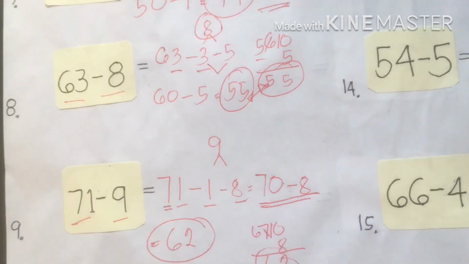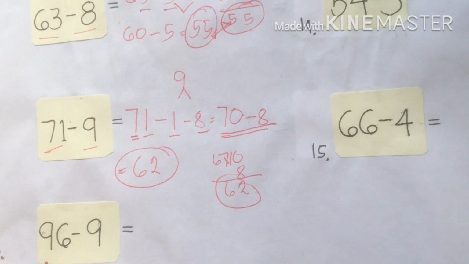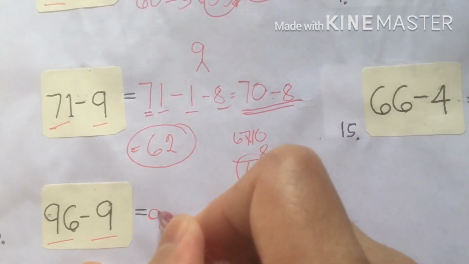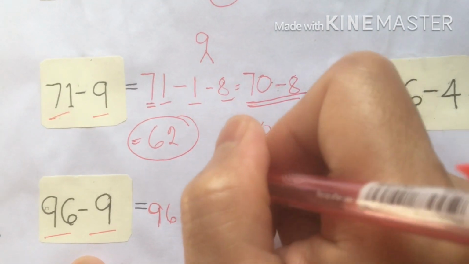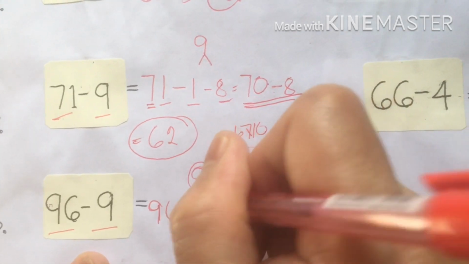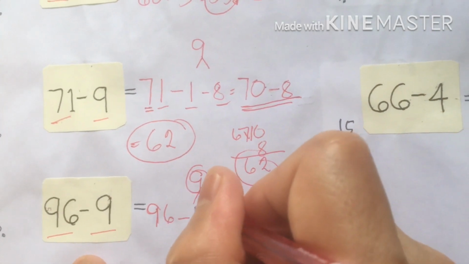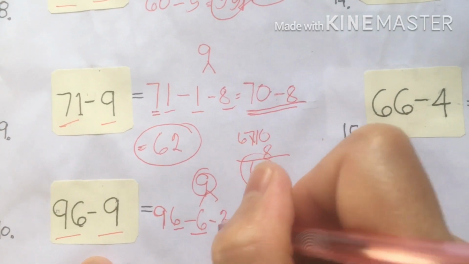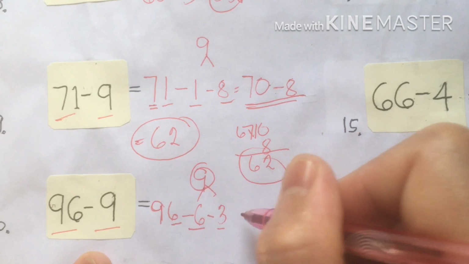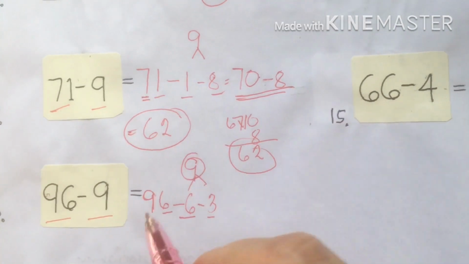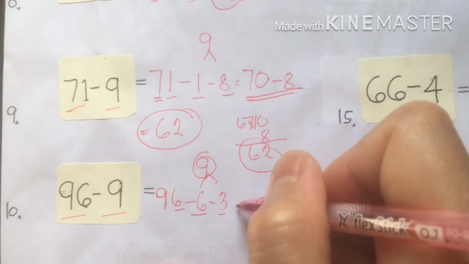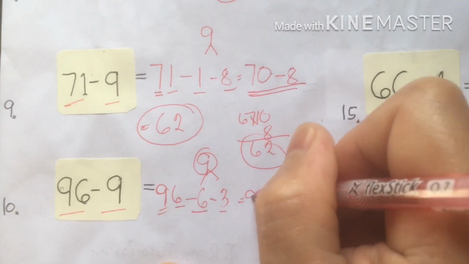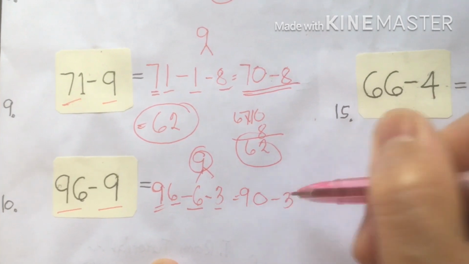What number are we now? Number 10. 96 minus 9. So we're going to break 9. 96 minus. So here I'm going to write at the top, break 9. I'm going to write the same number as the first digit, 6. Then I add 3 to make it 9. Then 96 minus 6 minus 3 is equal. So 6 minus 6 is 0. Copy 9. That's 90 minus 3.